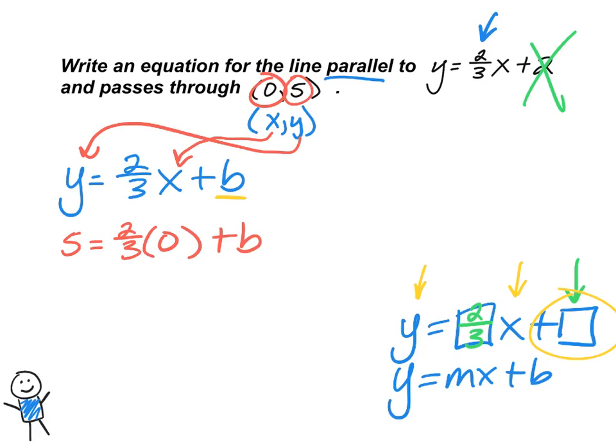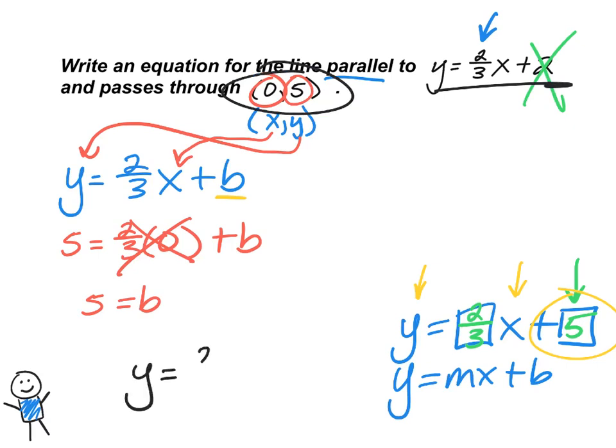This will allow me to solve for what my y-intercept is. 2/3 times 0 is 0. It cancels out. I'm left with 5 is equal to b. And that is what I need to go in the box over here for the y-intercept, for the b. So my final answer of the line that is parallel to the line they gave me and passes through the point (0, 5) would be y equals 2/3 x plus 5.